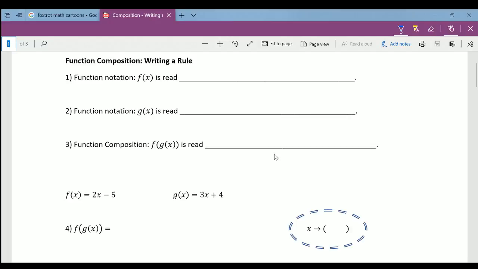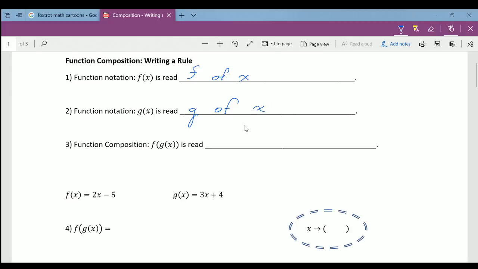Function notation. All right, let's just get some vocabulary out of the way first. This says f of x. That's how you read that. This is not some sort of multiplication symbol. This is, again, function notation. Let me make that f look a little bit better. There we go. This one here, function notation, would be read as g of x.